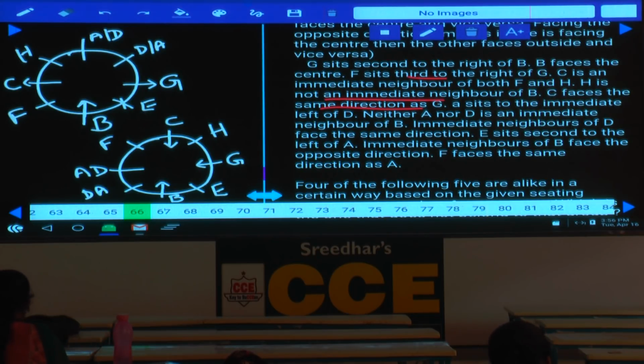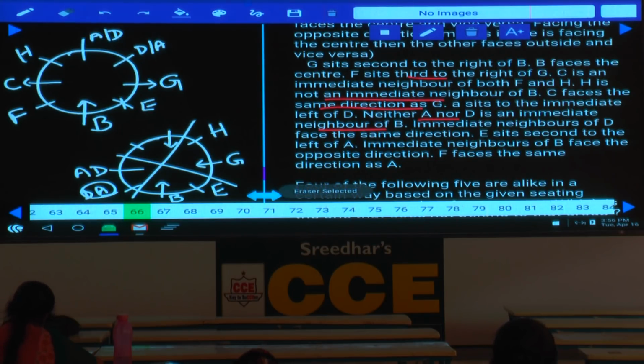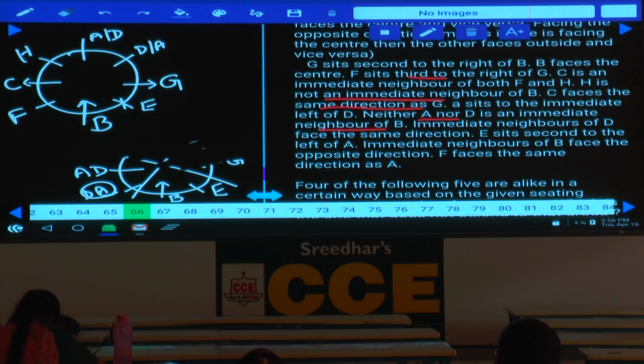E will be here. Then, neither A nor D is an immediate neighbor of B. As neither A nor D is an immediate neighbor of B, the second case is not possible. Hence this is not possible, we are left with only the first case. Done with this? And what is the next information here? Immediate neighbors of D are facing the same direction.